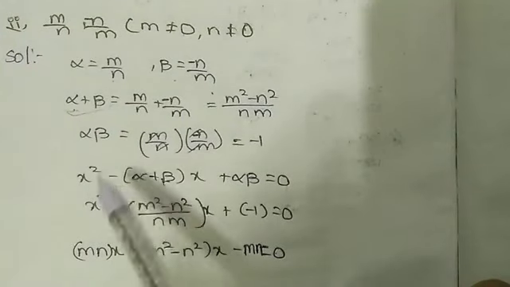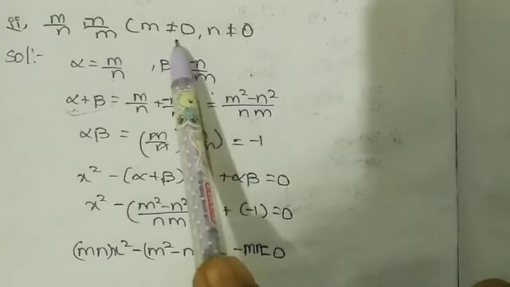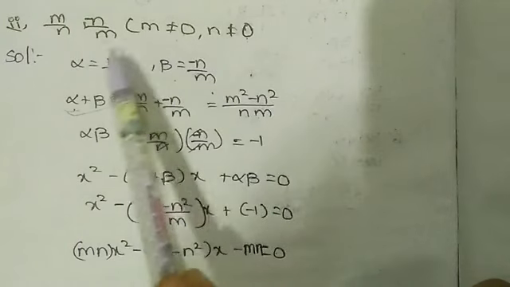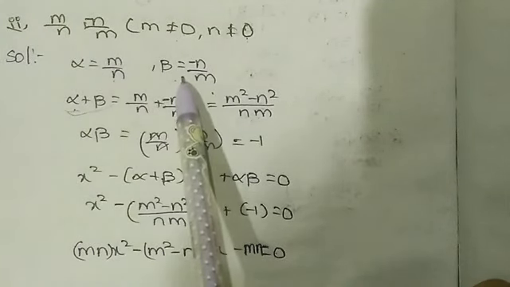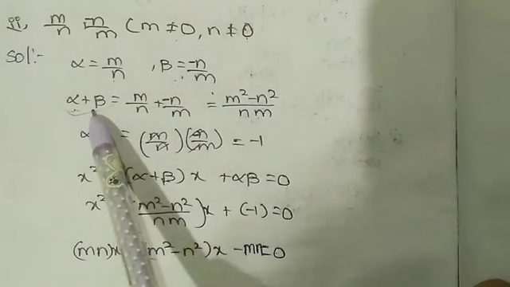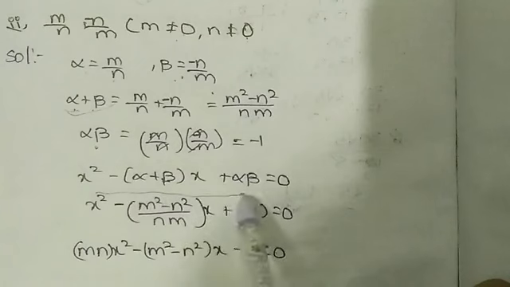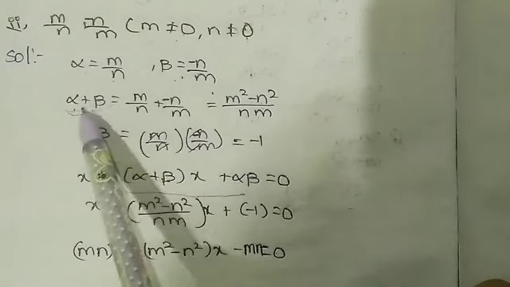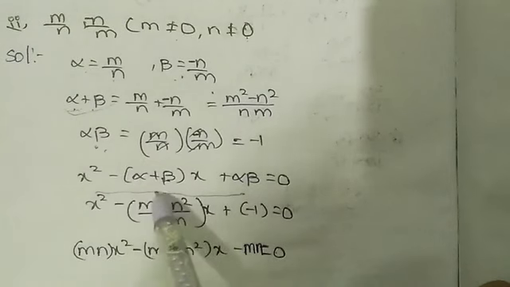This is the second solution, m by n comma minus n by m, where m is not equal to 0, n is not equal to 0. Let us take alpha is equal to m by n, beta is equal to minus n by m. First of all, find the alpha plus beta and alpha beta for simple calculation to substitute in this formula. So I have found the alpha plus beta and alpha beta. Just substitute the values in this.